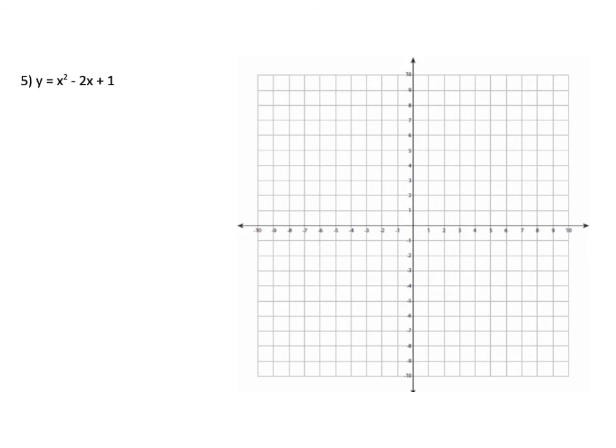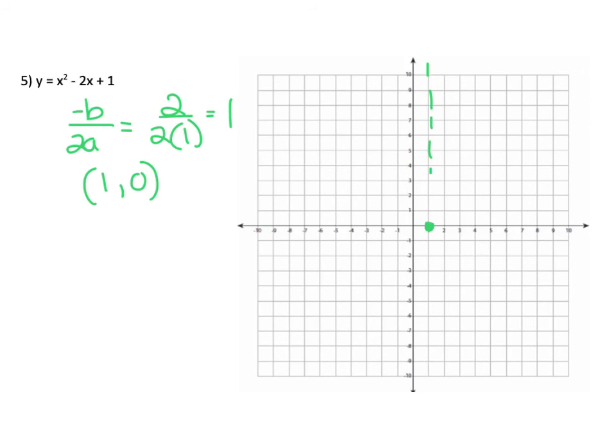So again, standard form, so I'm going to start by finding my vertex. I do -b over 2a, which would be 2 over 2 times 1, which is going to equal 1. If I plug 1 into my function, I get 1 squared minus 2 is -1, plus 1 is 0. So (1, 0) is my vertex. So I'm going to plot that. My axis of symmetry is a vertical line straight through here, so the line x equals 1. And I know this parabola is going to open upward because a is positive and it's going to have the same width as my parent function.